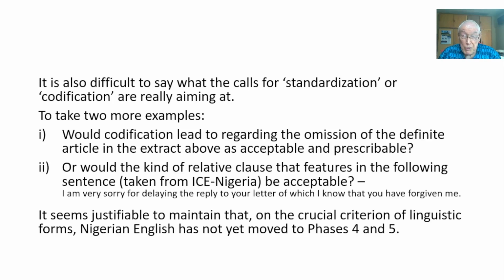Or would the kind of relative clause that features in the following sentence, taken from ICE Nigeria, the International Corpus of English, Nigeria, be acceptable? "I'm very sorry for delaying the reply to your letter, of which I know that you have forgiven me." It seems justifiable to maintain that, on the crucial criterion of linguistic forms, Nigerian English has not yet moved to phases four and five.